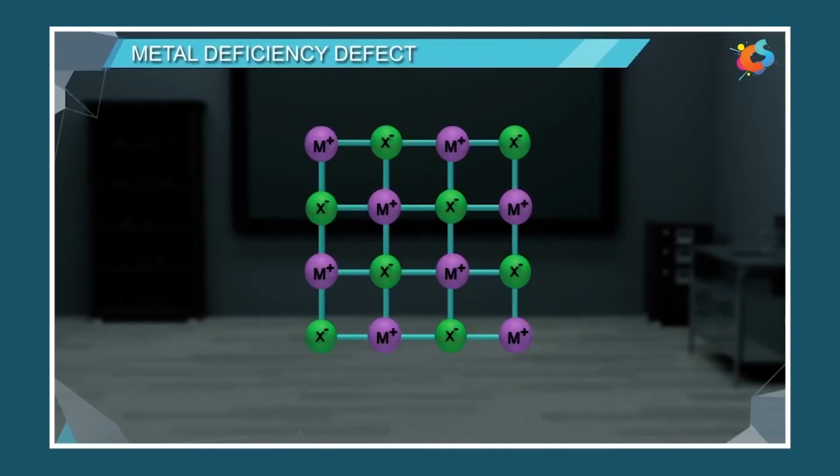Sometimes a positive ion may be missing from its lattice site, the electrical neutrality being maintained by some of the neighboring positive ions acquiring greater positive charges. Such a defect is called a metal deficiency defect. This kind of defect generally occurs in an ionic compound of those metals which are capable of exhibiting variable valency.